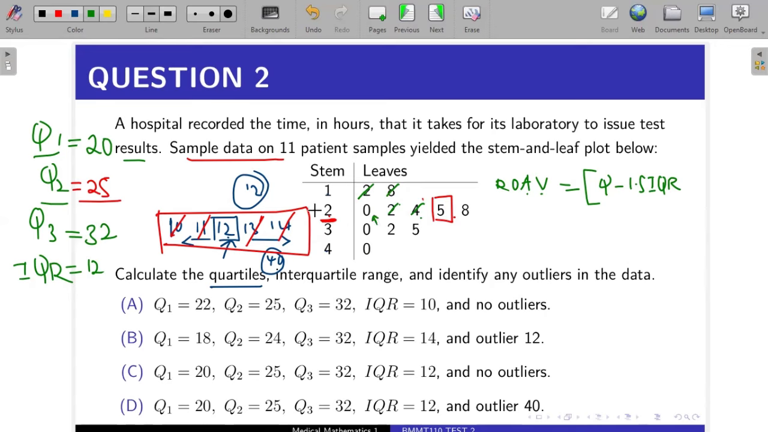This is in which stem? It is in the stem for 2. So this is 20, which is why I said Q1 here was 20. Then we do the same for Q3. We cancel out the first one, which will be 8 there, and cancel out the last one.